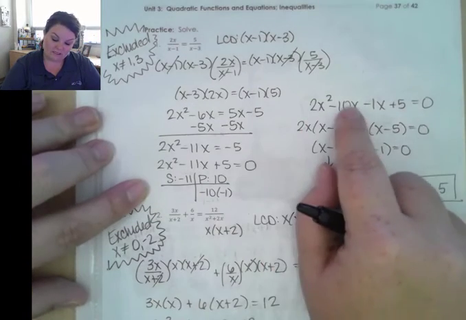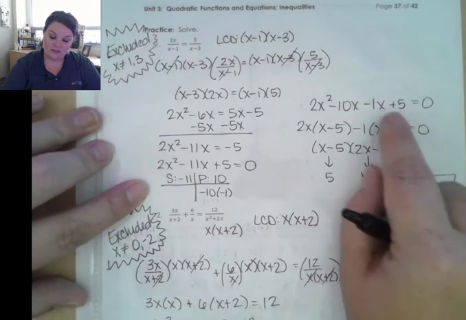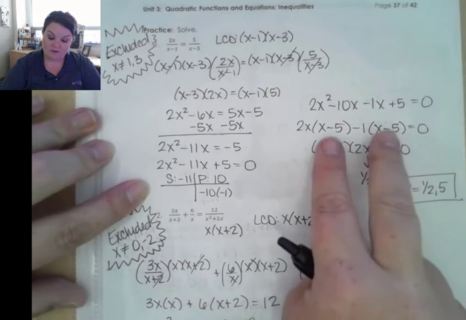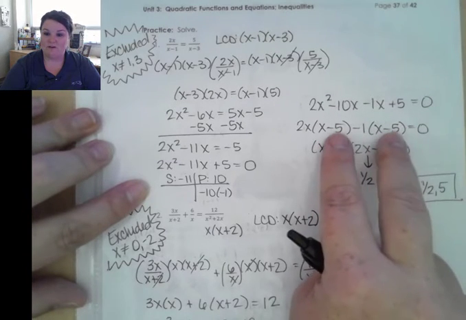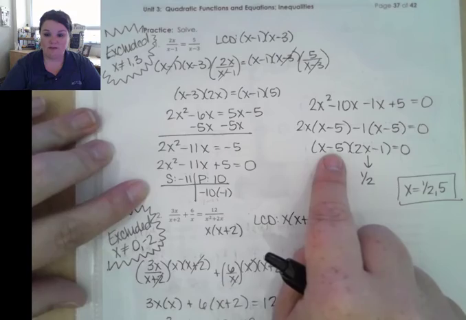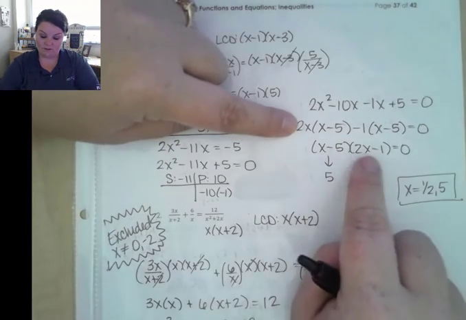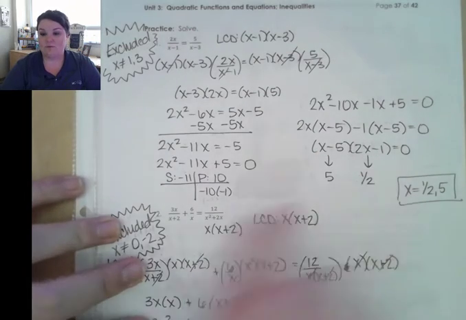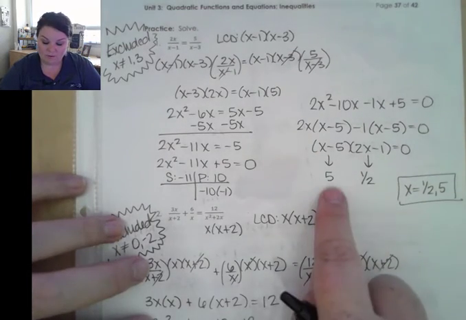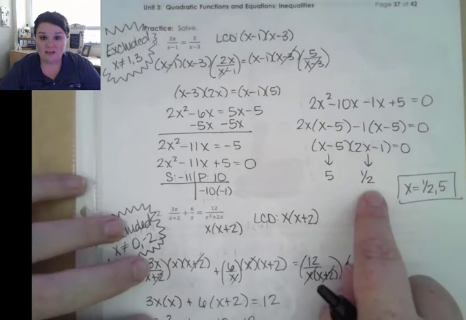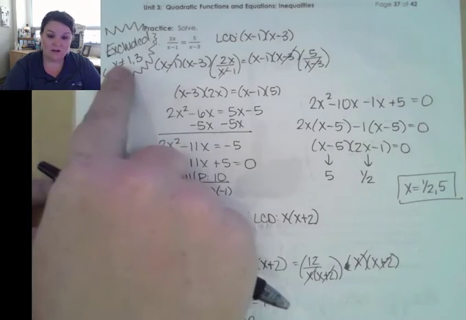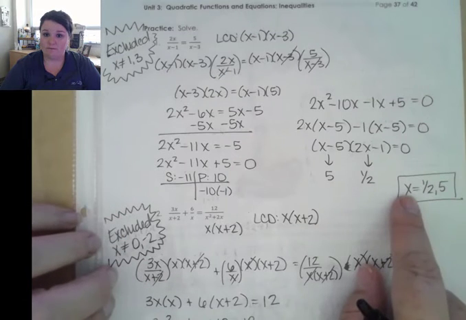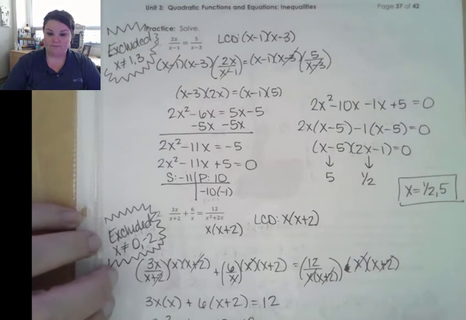So when I group these 2 terms, I can take out a 2x. When I group the second 2 terms, I can take out a negative 1. And now their leftovers match. So I can take out their leftovers, which is x minus 5. And I'm left with 2x from the first term and negative 1 from the second term. And then I just set each of these equal to 0 and solve, which should give you a 5 and a positive 1/2. And since neither of those are excluded, then those both are solutions to this problem. Okay, let's look at the second one.